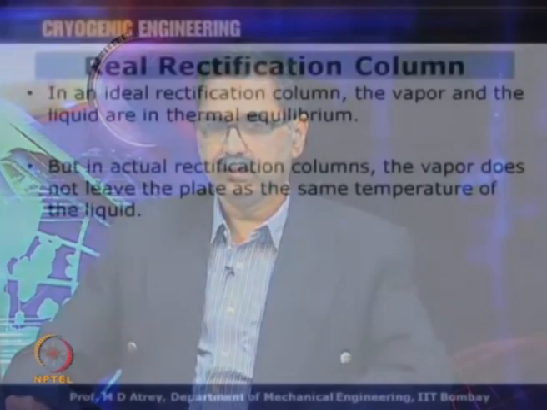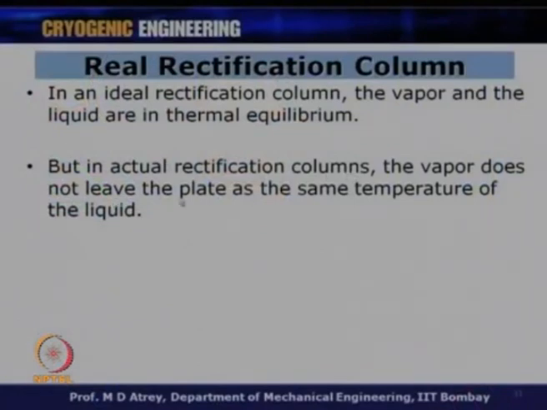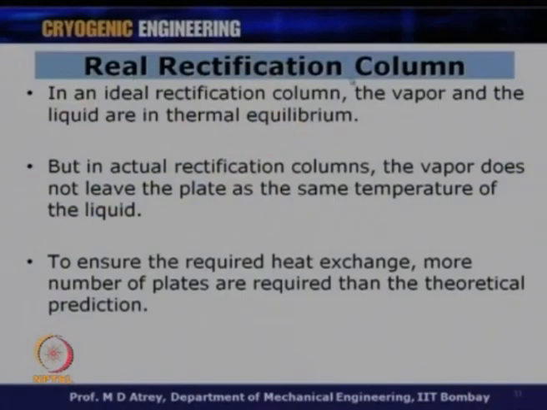All right. Ideally, this is going to be possible, but in actual conditions, in an actual rectification column, the vapor does not leave the plate at the same temperature as that of the liquid. So in the actual case there will be a temperature difference, because the heat transfer between the vapor and the liquid will not be that efficient. It will have some limitation, some efficiency associated with it, and therefore the vapor is not going to have the same temperature as the liquid from which it gets evaporated. There will be some delta T across it, and the vapor leaving the liquid will have a higher temperature than that of the liquid. So now we are talking about the real rectification column.